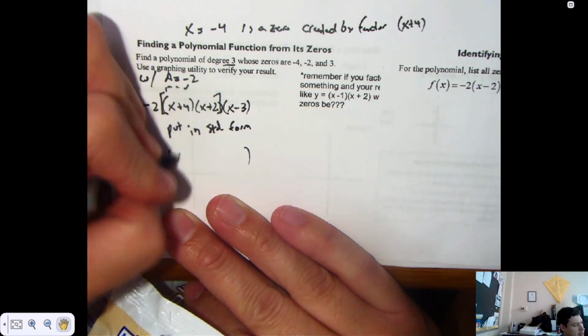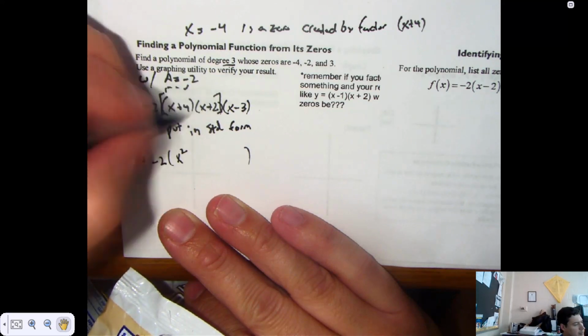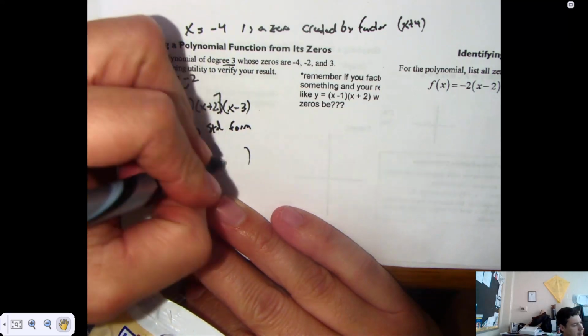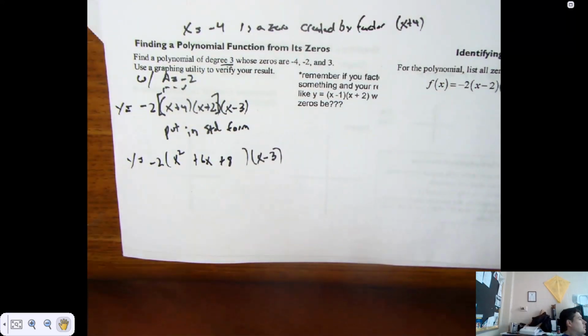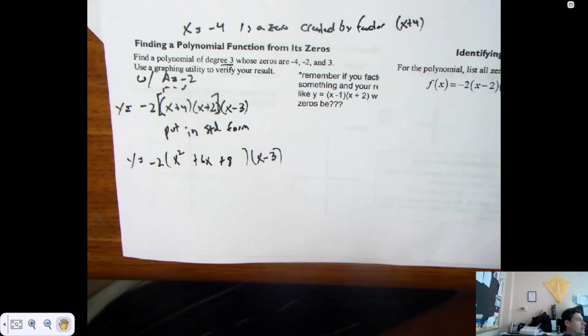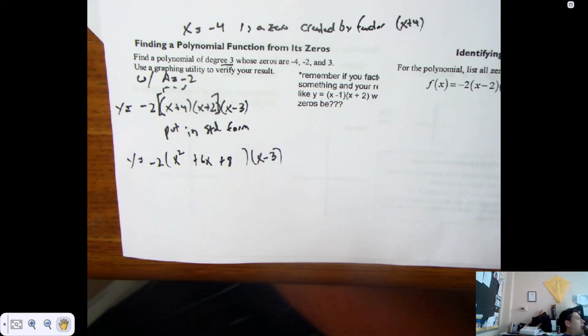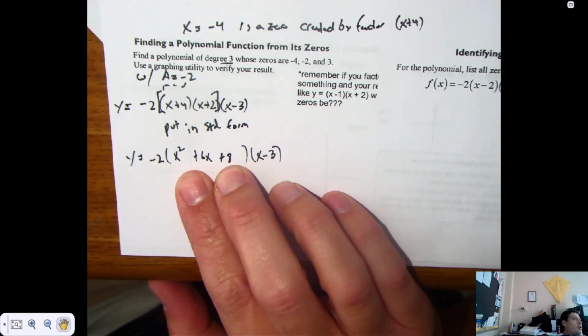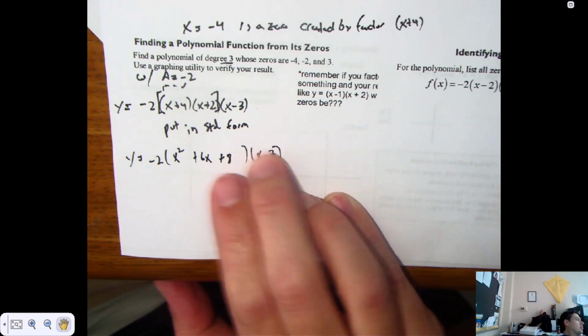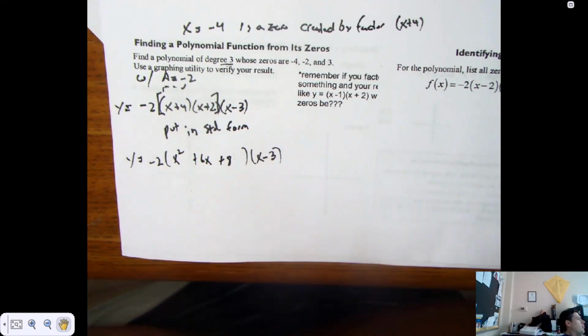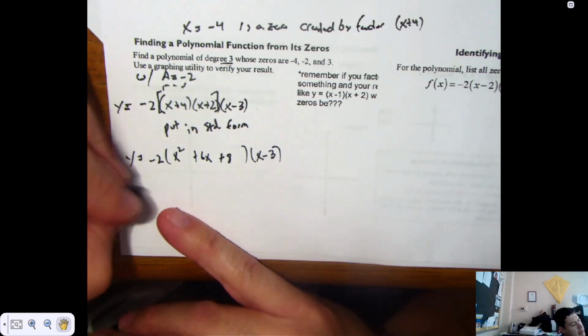X times x is x squared, plus 2x, plus 4x, plus 8. And then you've got that x minus 3. What can you still keep doing? But don't say FOIL. It's not the FOIL method. You can distribute. You can either do the triple distributive property, work from left to right, or the double distributive property, work from right to left. Doesn't matter which one you do. And I wouldn't worry about that -2 right now.